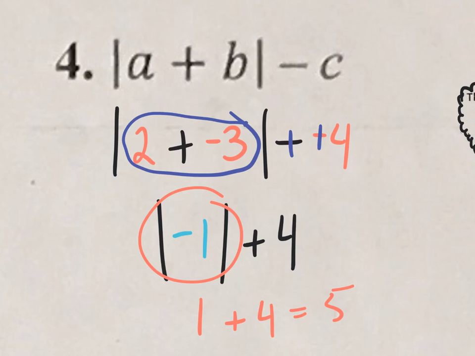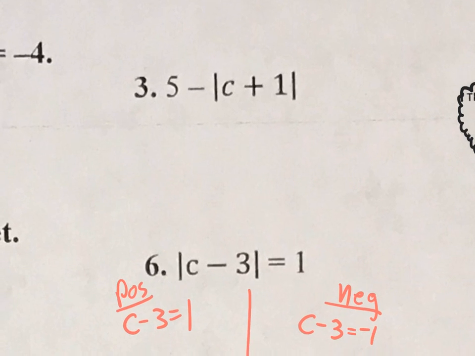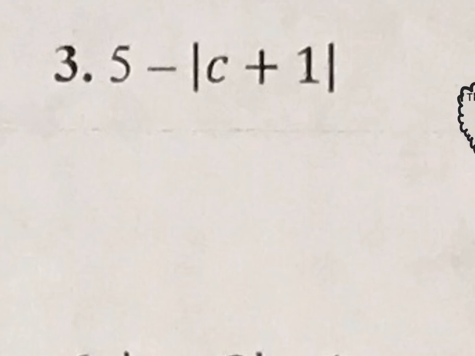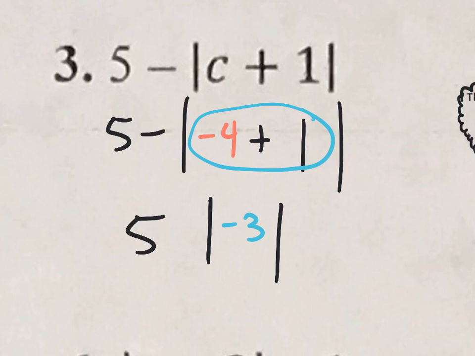So it would be 5 because the absolute value of negative 1 is positive 1 and 1 plus 4 is 5. You know what? Number 3 was a good one because a lot of people make mistakes. I might as well do number 3 here. What's the value of C? So we're going to plug in a negative 4 right here. And on the inside of the absolute value, negative 4 plus 1 is what? So we have the absolute value of negative 3. And then on the outside, we have a 5 minus.